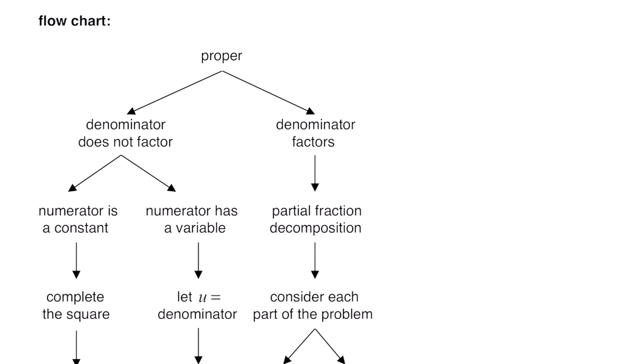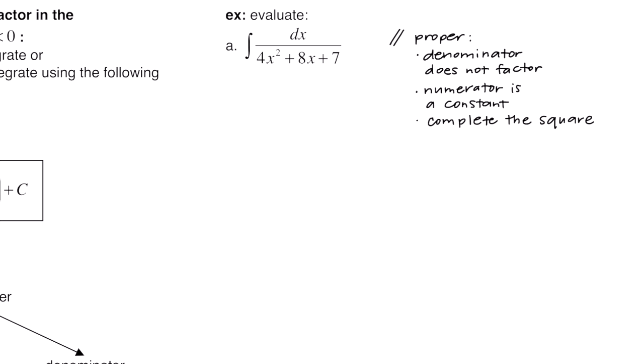So again, I want to look at the flowchart. We have a proper rational function. The denominator does not factor and the numerator is a constant, so we're going to complete the square of the denominator. And again, I have that written out here. Whenever you complete the square, your x squared term needs to have a coefficient of 1. So what we're going to do is factor out this 4. When you factor out 4, you're left with just x squared. And we're also going to factor out 4 from this term right here, so we're left with 2x.